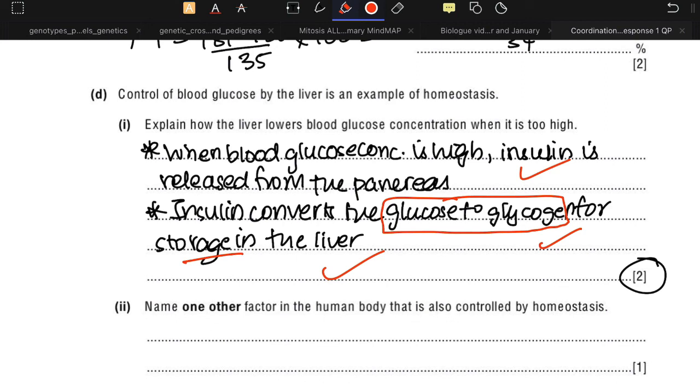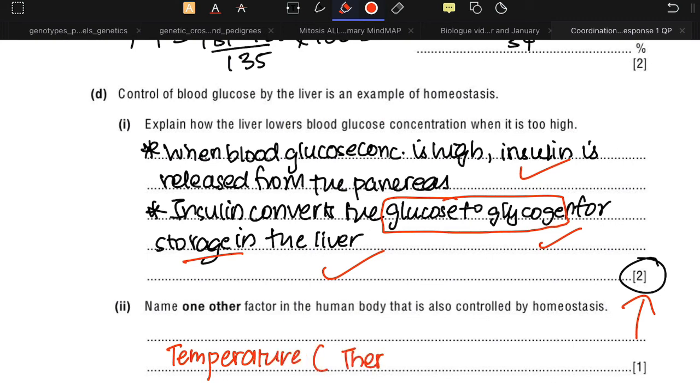Always make sure you write 1 extra point than the marks allotted, so that you make sure you're actually getting those marks in case you forget something. Name one other factor in the human body that's also controlled by homeostasis. This is very easy. You can either write water potential, which is basically the amount of water, or simply water, or you could write temperature. Alright, or you could write temperature of the body. If you want to be specific, the process is called thermoregulation. Alright, thermoregulation. So this is your answer.